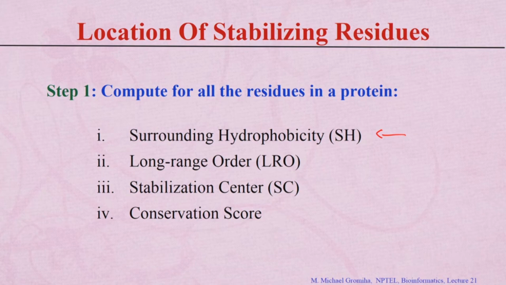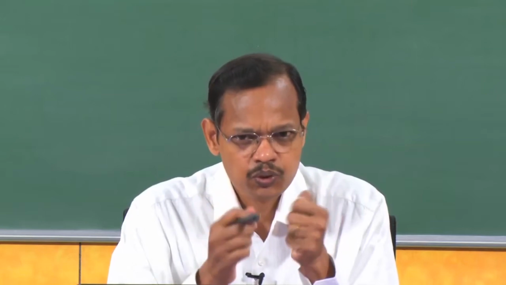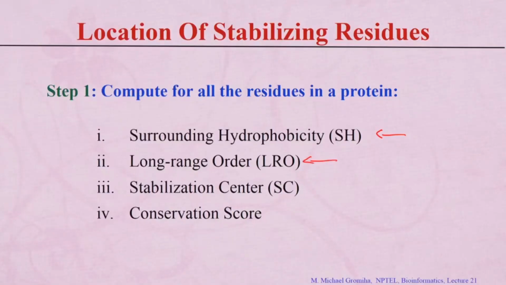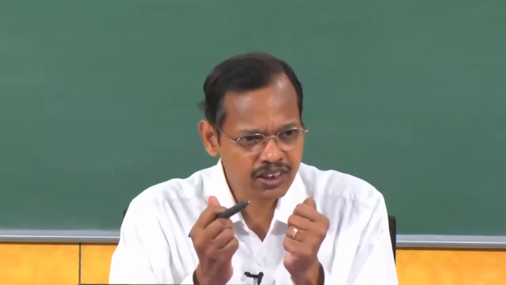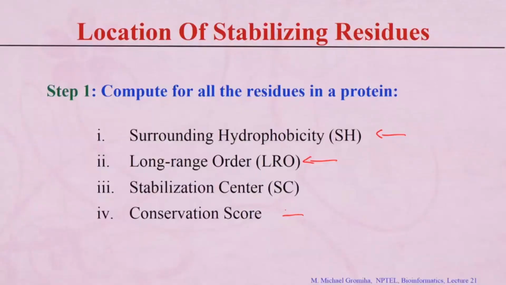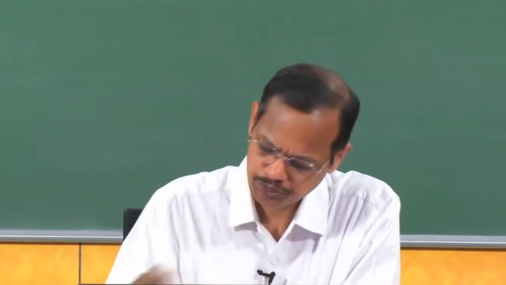Likewise, we can calculate long range order based on the contacts between two residues which are close in space but distant in the sequence. We use this information to calculate the long range order. Stabilization center is also similar to long range order. This also involves long range interactions. You can see some clusters of residues, and these residues have contacts among these two groups. Like the conservation score, it depends upon the location of residues which occupy the same position in different homologous sequences.